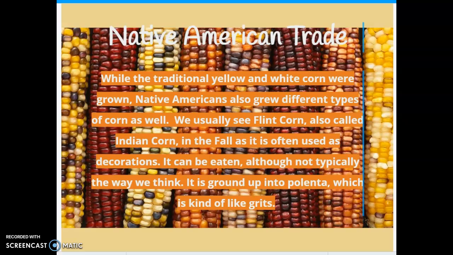This is what people call Indian corn or flint corn. We typically see that about this time of the year. And for the most part, I don't think people are really putting this out to eat. It's more of a decorative type of thing. You might see it laying in a cornucopia or something. It might be with some hay and some pumpkins to make things look super fall-like.